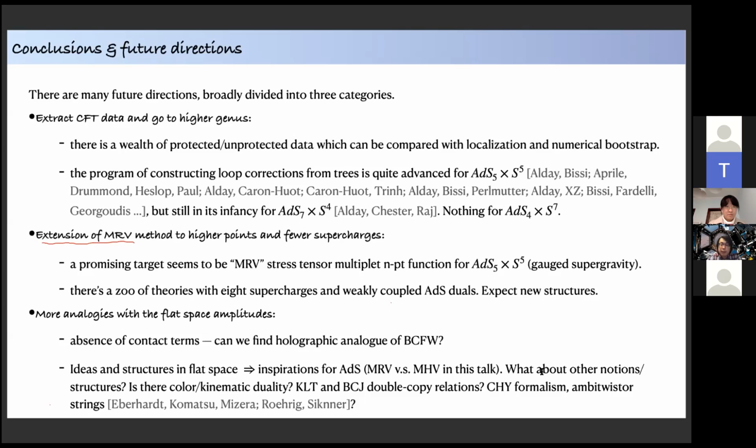But of course, in flat space, there are a lot more interesting things such as color-kinematic duality, KLT, or BCJ double copy relations. It'd be very interesting to see if we can find AdS analogs of those objects. And also, it'd be interesting to explore some kind of CHY formalism for these holographic correlators. And there has been some very interesting progress recently by using ambitwistor strings.